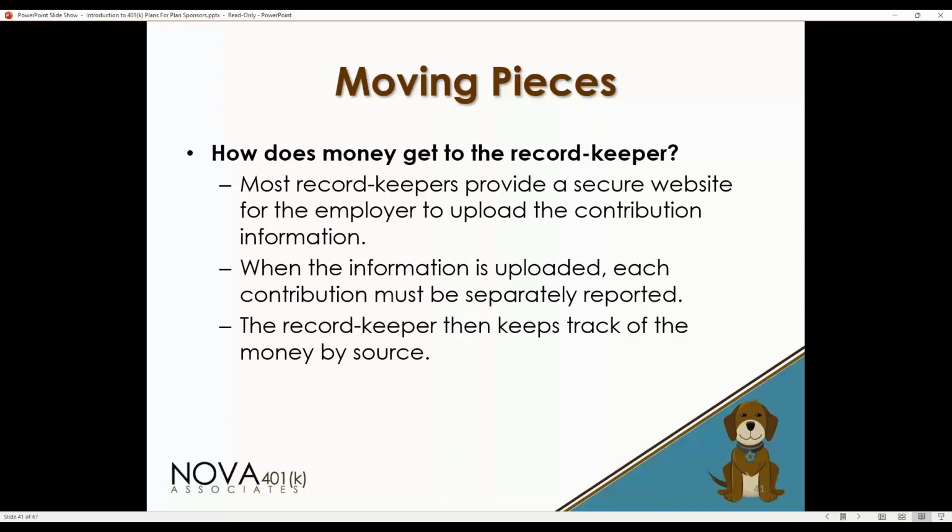As we get started, the first thing that we're going to talk about is how the money gets to the record keeper. The record keeper, if you remember, is the company that holds the actual assets of the plan. So you will be uploading a spreadsheet typically to a secure website on the record keeper's website, and that information will be kept separately for each participant and each contribution that that participant has. The spreadsheet would include the participant's name, social security number, and the dollar amount to be allocated to each source of money, whether it's pre-tax deferral, Roth deferral, safe harbor, or match monies. All of those different assets will be uploaded per pay period to the record keeper and then tracked separately at the record keeper.